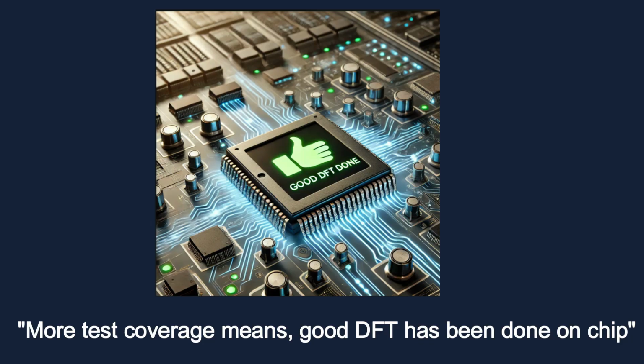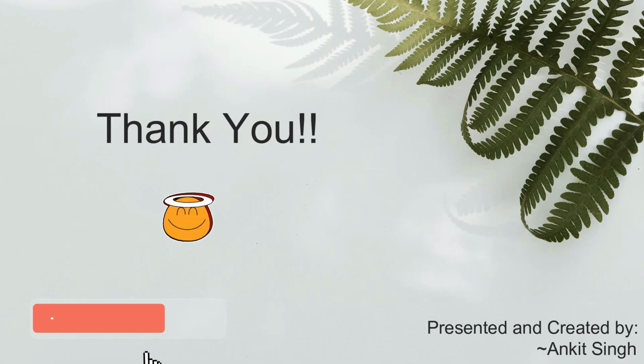Moving further, more test coverage means good DFT has been done on a chip. In an actual scenario, as a DFT engineer, when you do ATPG, after pattern generation gets completed, you will see the number of test patterns that get generated and the test coverage percentage. A higher percentage means good DFT has been enabled on the chip. That is, maximum faults can be tested, and depending upon the number of faults on that physical chip, you can decide whether to throw or to keep the chip. And that is the major point of doing DFT.